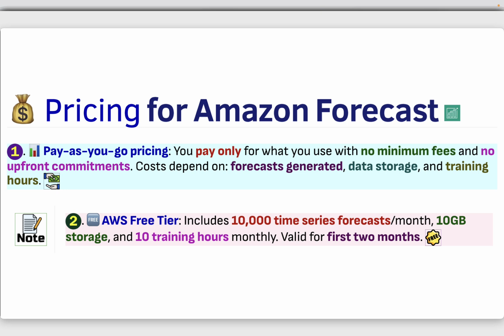This is the pricing for Amazon Forecast. It has pay-as-you-go pricing, so you pay only for what you use with no minimum fees and no upfront commitments. The cost depends on forecasts generated, data storage and training hours. It is part of the AWS free tier, and this includes 10,000 time series forecasts per month, 10 GB storage and 10 training hours monthly, valid for the first 2 months.